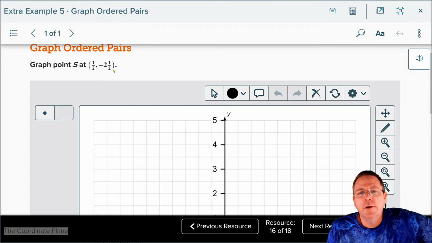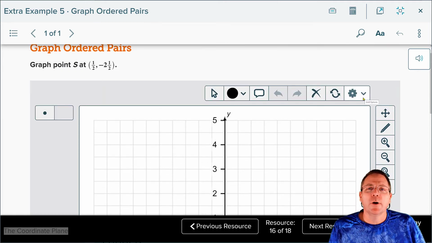So pause the video and pause the recording. If you need to, you can resize the chart like I showed you to, but you're not going to need to on this one. Do the problem.